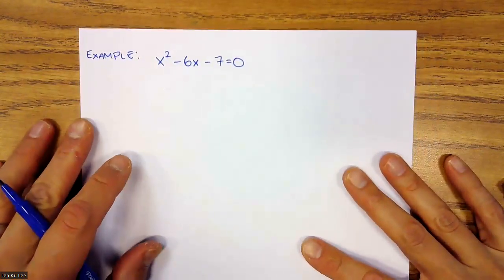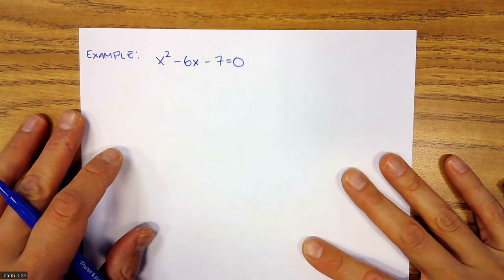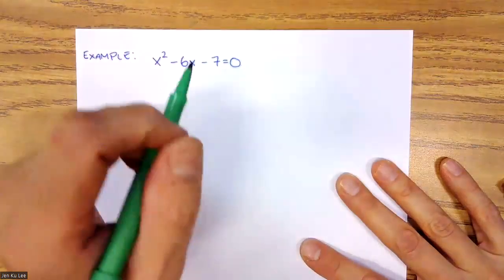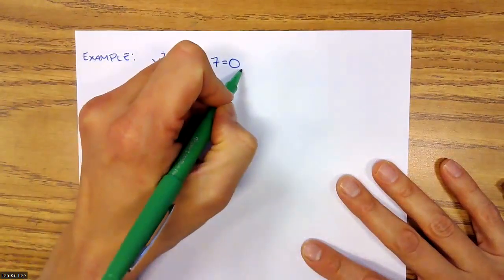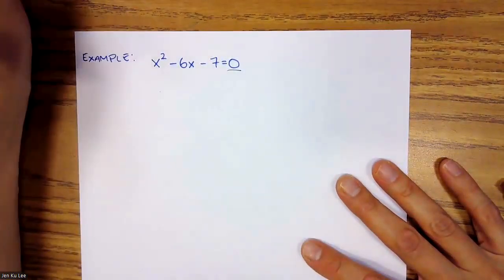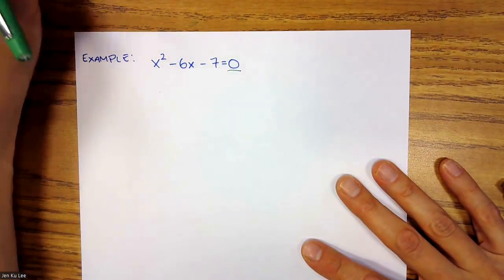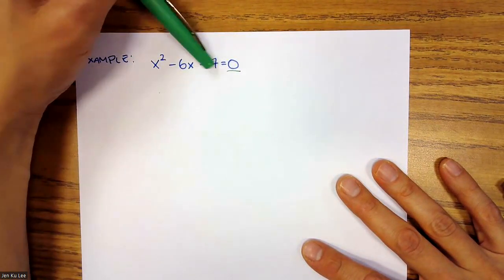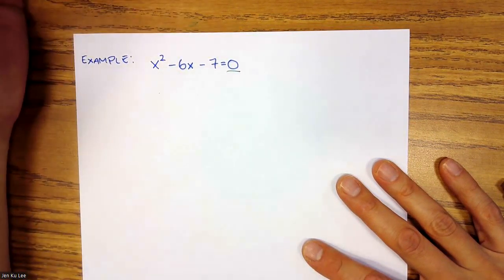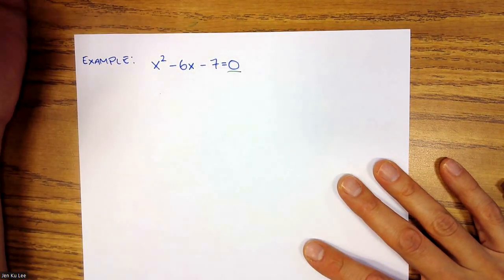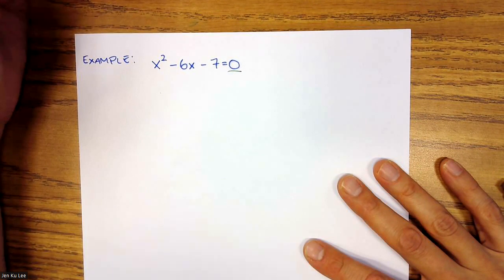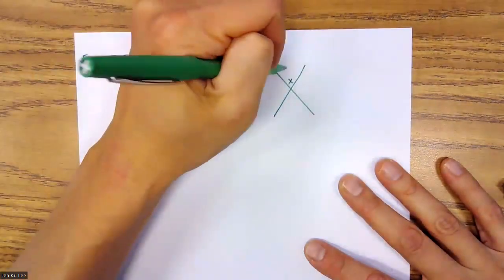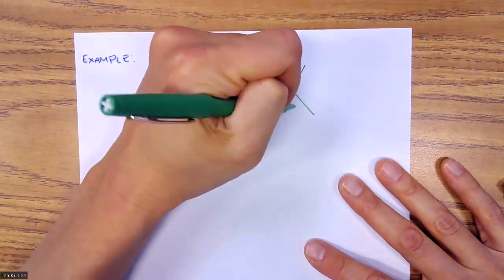X squared minus 6x minus 7 equals 0. So I make one side equal to 0, which it already is. We're good with that. Are there any special forms? X squared is a perfect square. 7 is not. So there are no special forms. Can I use the x method? Yes? Okay. Two numbers that multiply to -7 and add up to -6.